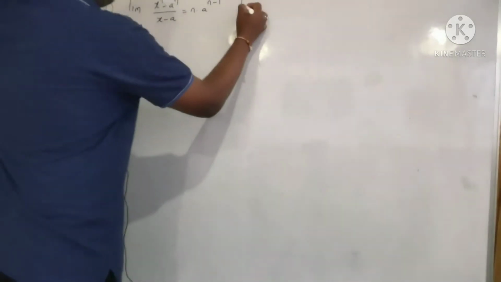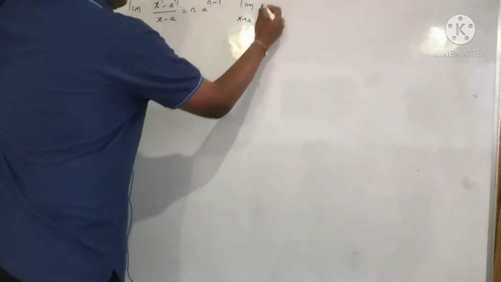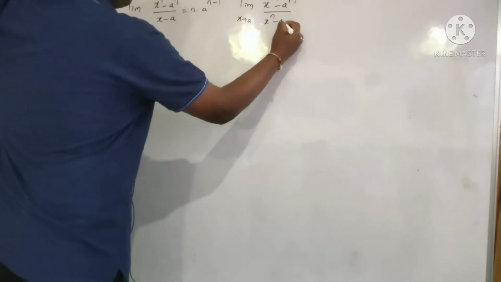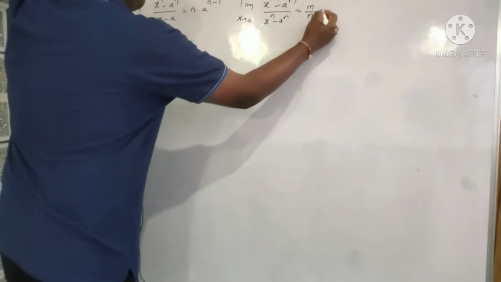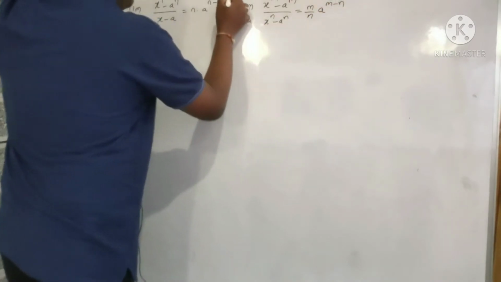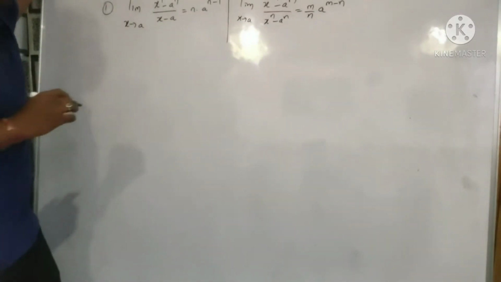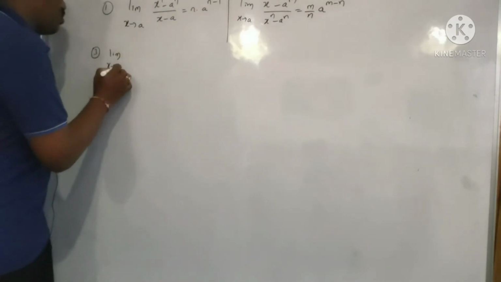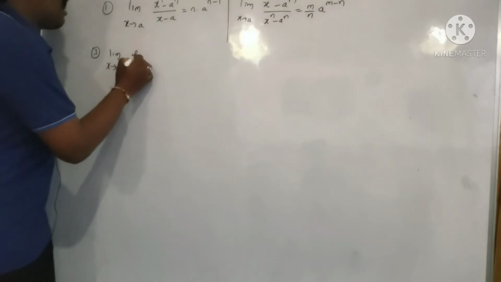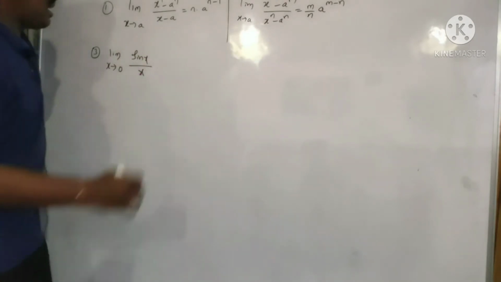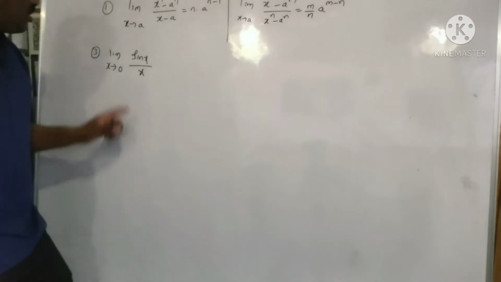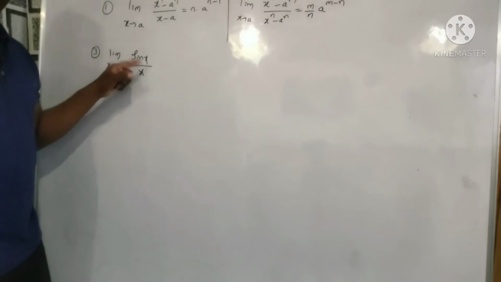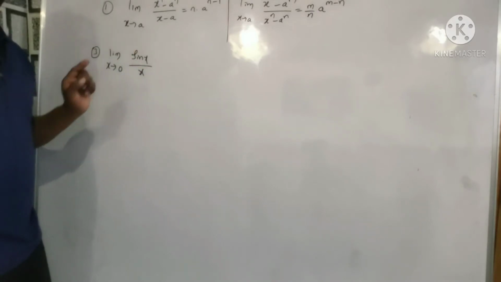And what you have learned, one more: limit x tending to a of (x^m - a^m)/(x^n - a^n) is equal to (m/n) a^(m-n). These are the two properties you learned. Now the third property is limit x tending to 0 of sin x by x. Limit x tending to 0 sin x by x is how much? See here, if I substitute the limit in this, sin 0 by 0, sin 0 is 0, so 0 by 0 form you got.